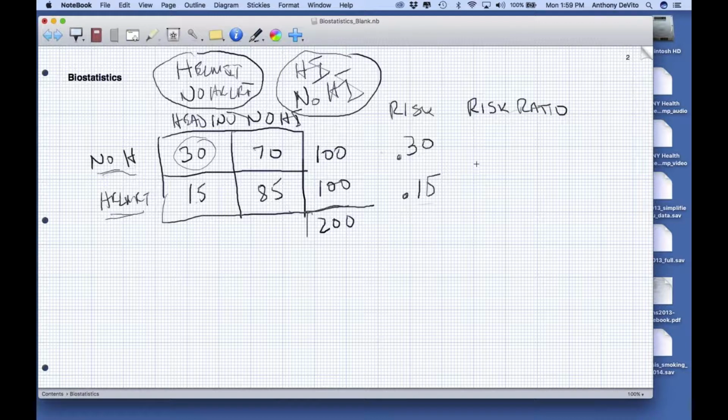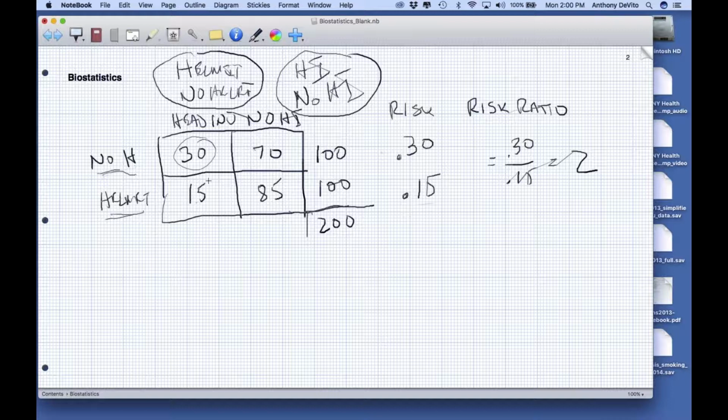Okay. Well, the risk ratio is one thing divided by another. Let's compare the rates, the rate of risk for no helmet versus helmets. The risk ratio is going to be equal to 0.30 over 0.15, and that's equal to 2. What does that tell me? That tells me that I'm twice as likely to have a head injury if I don't wear a helmet, right? That's the impact of not wearing a helmet.